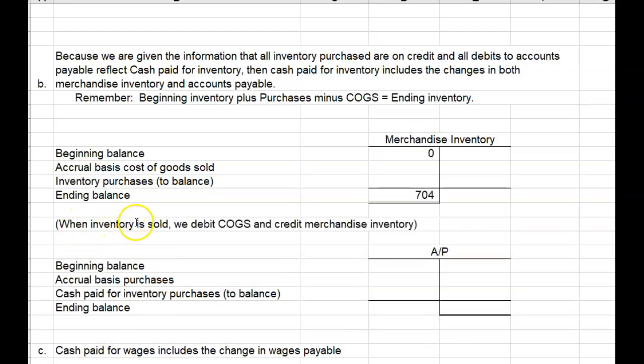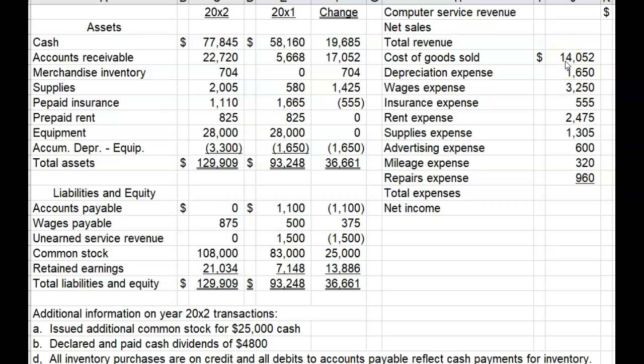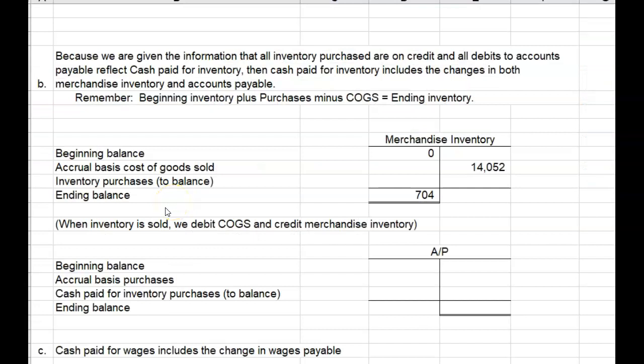Throughout the year, when inventory is sold, we debited cost of goods sold and credited merchandise inventory. So we're going to need to take cost of goods sold off of our income statement and put it in as a credit to our merchandise inventory T account. And that cost of goods sold number is $14,052. So look at this, our T account is not in balance. In order to make it balance, we need to calculate our purchases of inventory. Beginning balance plus the inventory purchased minus the inventory sold will equal our ending balance in inventory.